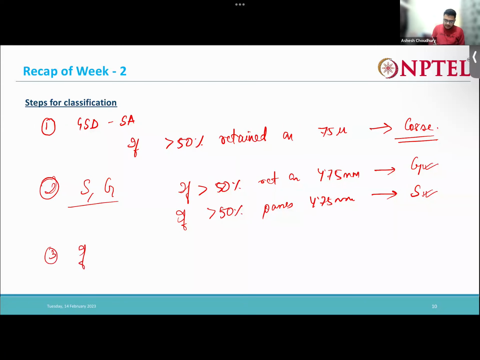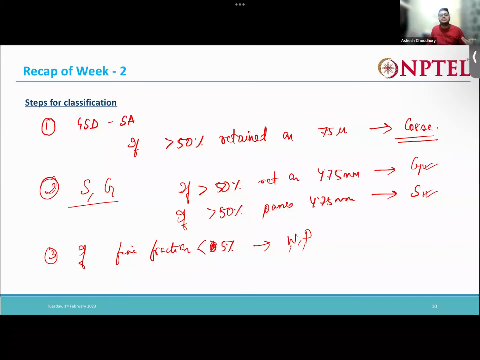Now, if the fine fraction, meaning the fraction passing through the 75 micron sieve in our soil, is less than 5%, then the thing that should strike your mind is that the suffix will be either well graded or poorly graded. It will be either W or P. So you need to determine W or P.